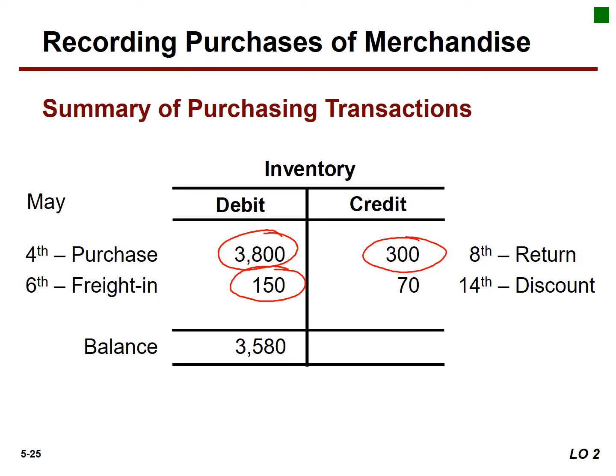And then when Sauk Stereo paid within the discount period and took advantage of that 2% discount, it reduced the cost of that inventory by $70. So the total real cost of this inventory that was purchased by Sauk Stereo from PW Audio Supply was this $3,580.